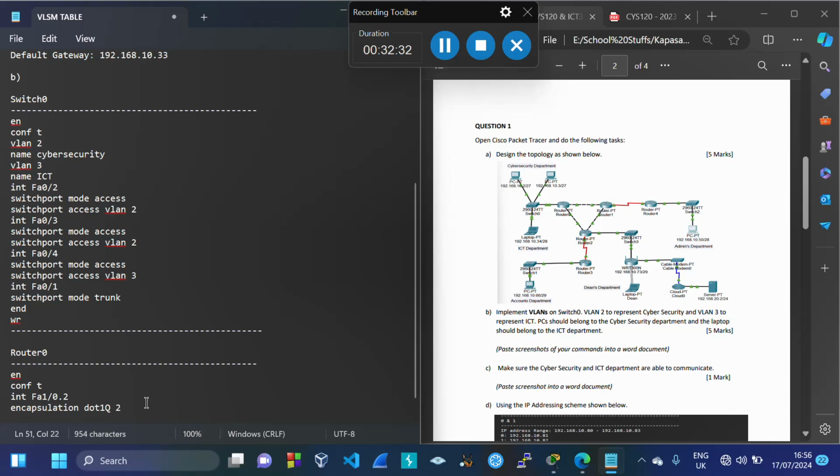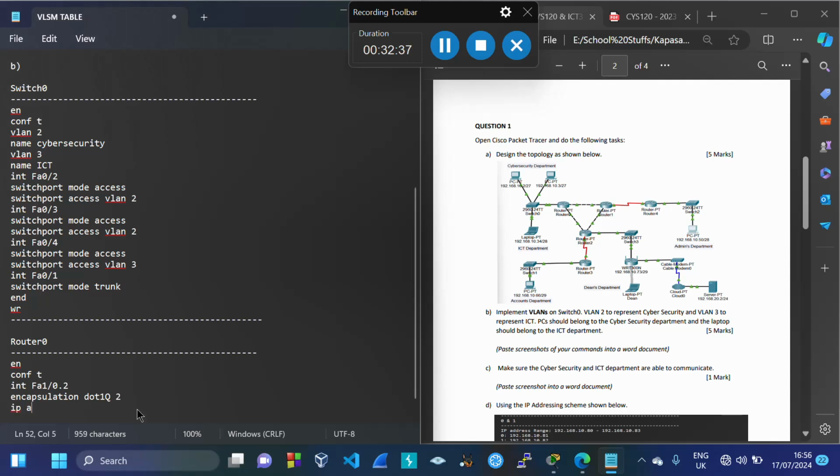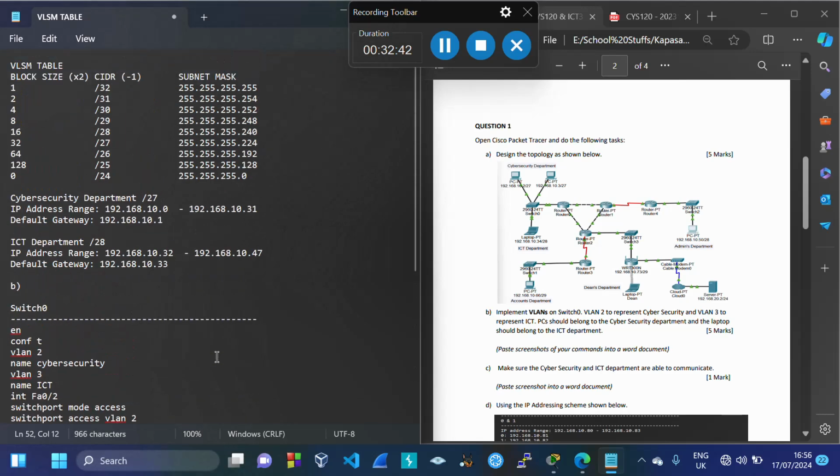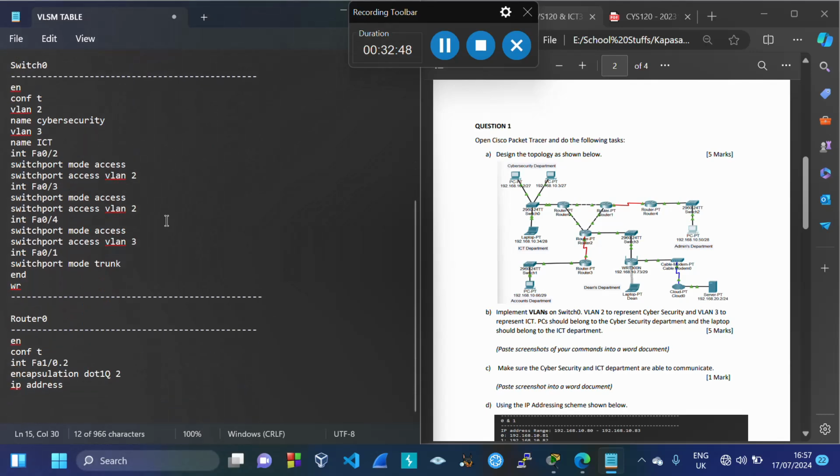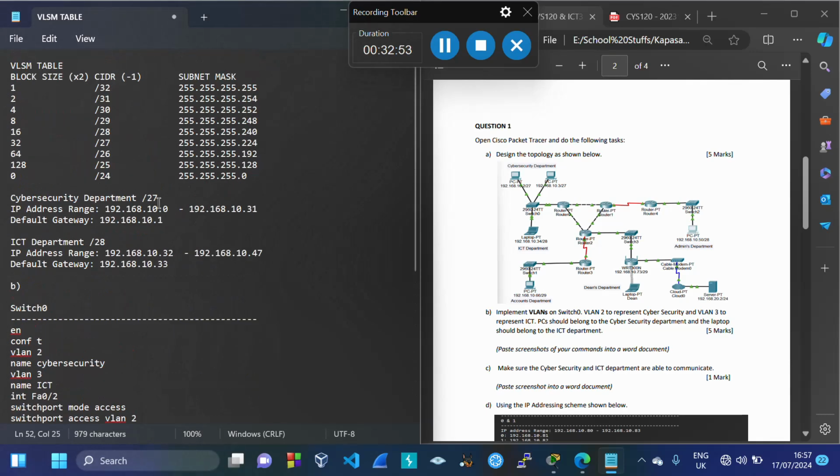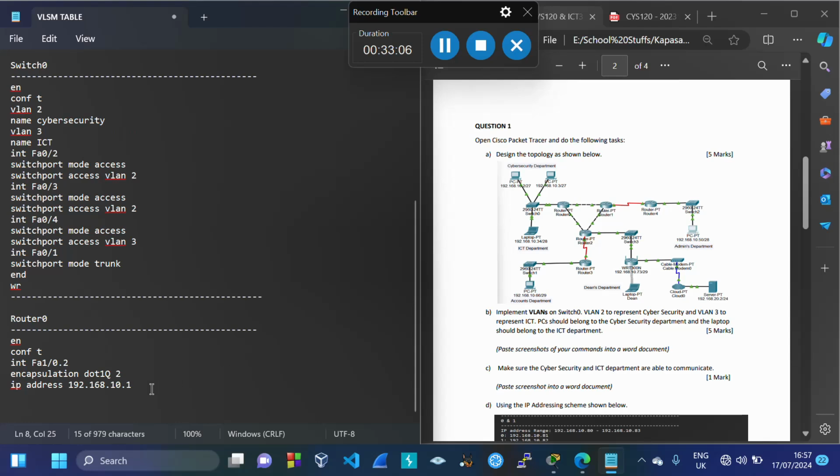Now we need to put a 2 because we are dealing with VLAN 2, which is cyber security. Then we insert an IP address, which is the default gateway for cyber security. If you remember, the default gateway for cyber security based on our decision is .1, so I'll put that. Then cyber security is a /27, and if we check, /27 is this one, which is 224, that's the mask. So I'll get this mask, then put it just after the default gateway like that.